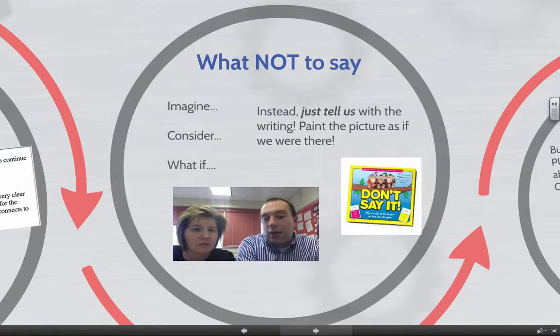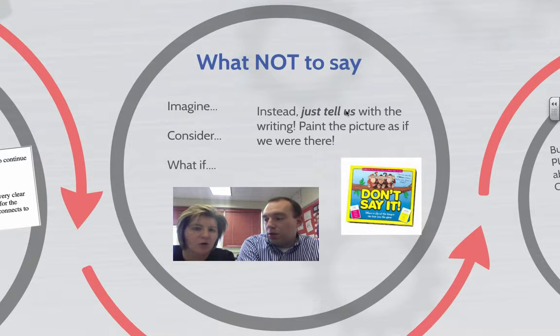But a lot of you would use words like imagine that this was happening, or consider that this was happening, or what if this happened. In mastery, don't tell us these words. You don't want to tell us to imagine it. We want you to just tell us with the writing. Use the writing itself to paint the picture. You want the reader to have images flowing through their mind as they're reading your introduction.